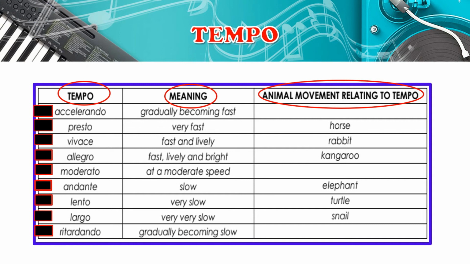And the next one is allegro, meaning fast, lively, and bright. Like kangaroo, allegro means fast, lively, and bright. And of course, we have moderato, meaning it's moderate. At a moderate speed. That is moderato. Listen to this.